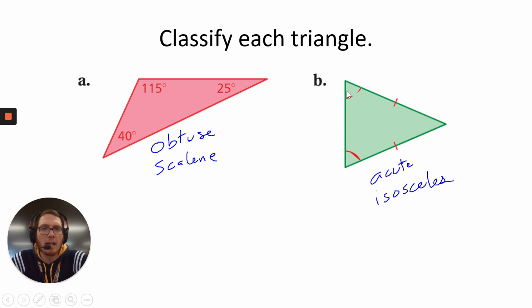No numbers here, but we have the congruency markers. Notice the curves, the arcs for the angles, and the tick marks for the side lengths. So this is an acute triangle. All of them are less than 90. And this is isosceles because these two match up.